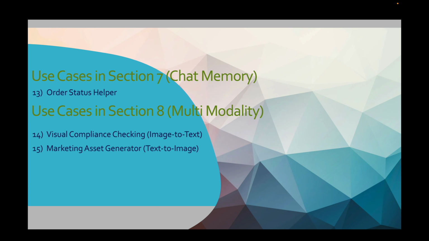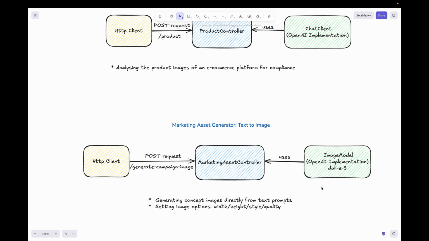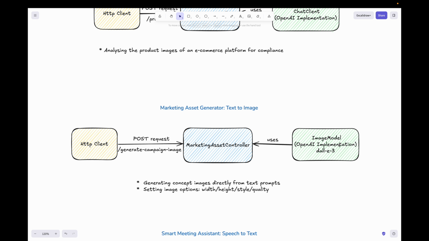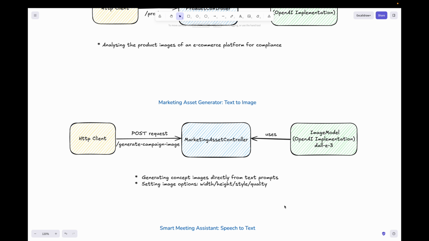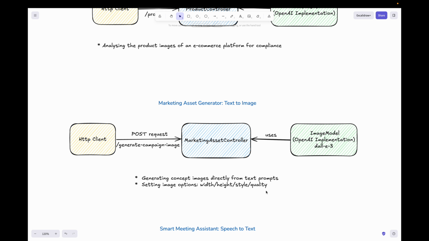Then for a text-to-image example, I will create a use case for a marketing asset generator. Here I will use the OpenAI implementation with the DALL-E 3 model, and this model will generate concept images directly from the text prompts. In this use case, I will also set the image options for the width, height, style, and quality.